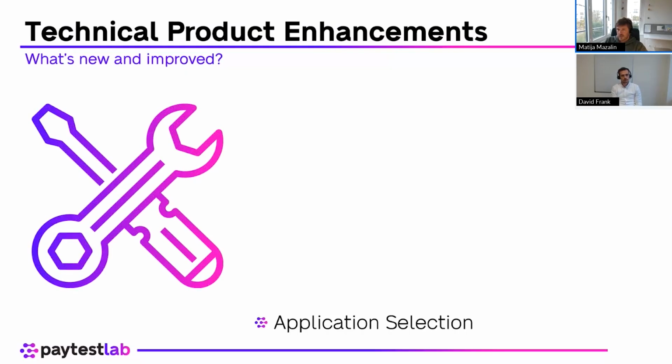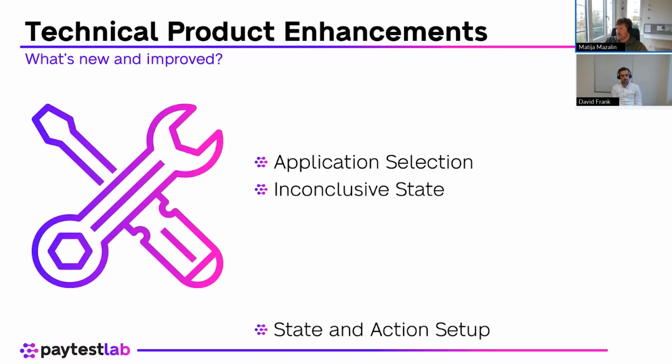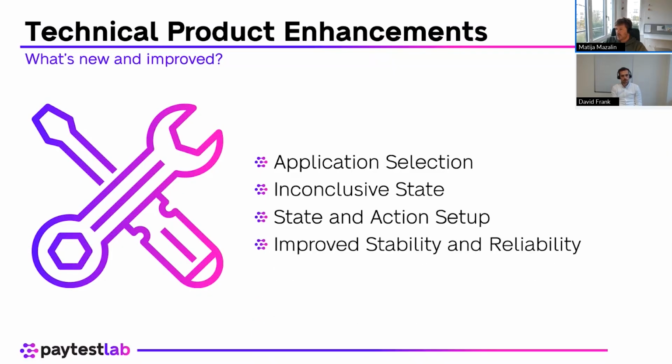So the enhancements: one was we implemented the application selection. We added the inconclusive state. We changed and adapted the states and action setup, including the AI that came along. And of course, we worked a lot on the stability, reliability, repeatability, and everything else to make the system really work exactly the way it should be working.